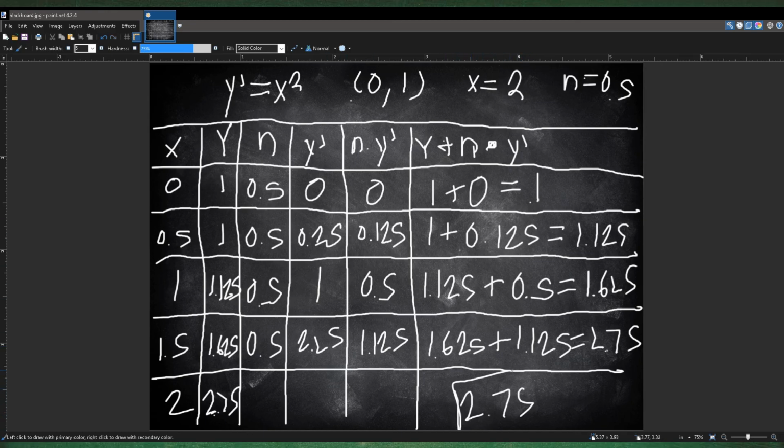Right? So that's our answer. When x is equal to 2, our y value is 2.75. Since I already used a really easy derivative, let's check if that's right. Okay?